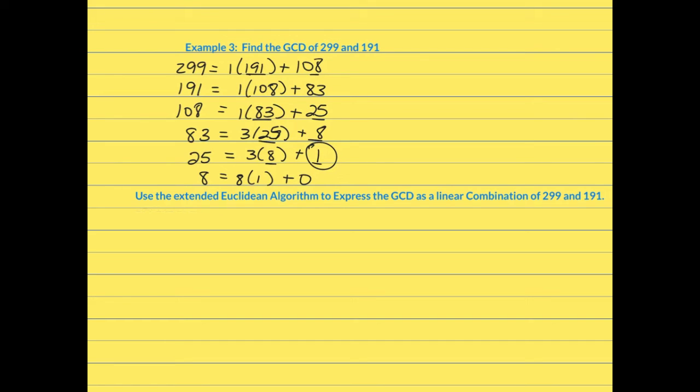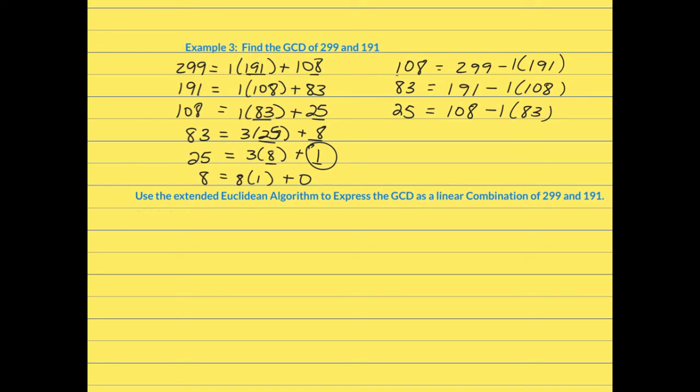So as before, we're going to start by solving for all the remainders. So 108 is 299 minus 1 times 191. 83 is equal to 191 minus 1 times 108. 25 equals 108 minus 1 times 83. 8 equals 83 minus 3 times 25. And 1 equals 25 minus 3 times 8.